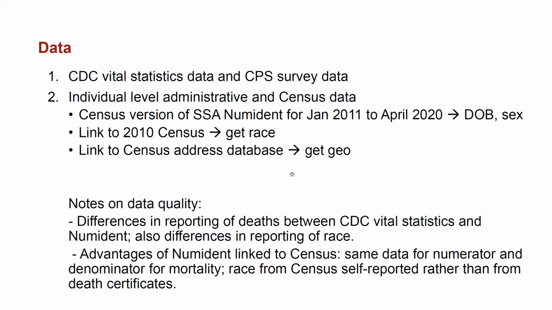The advantages of using Numident linked to census relative to the CDC data are, first, as a result of Numident being a roll call of everyone and observing date of birth of individuals, we're going to have the same data for numerator and denominator for mortality. That is important because when you're using CDC vital statistics data on deaths, the CDC doesn't actually report the population level, the population for which you want to take these deaths as the numerator if you want to compute mortality. Instead you have to go to census data and try to compute the general number of individuals in the US. So you have a measurement error in the numerator relative to the denominator, which we avoid by using Numident. And the second advantage is that we're going to use race from the census, which is self-reported, rather than from death certificates. So that's as much for our data.